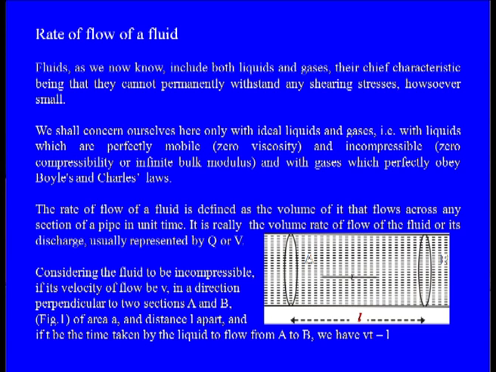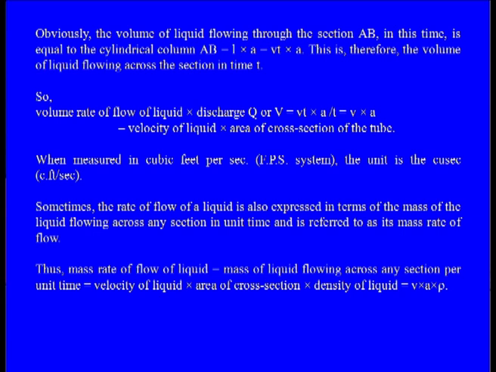Obviously, the volume of the liquid flowing through the section AB in this time is equal to the cylindrical column AB, which is length times area, L times A. L is nothing but vt, so vt times A. This is therefore the volume of the liquid flowing across this section in time t. So, the volume rate of flow of liquid, or discharge Q, is vtA divided by t. The t cancels, giving A times v, where v is the velocity of the liquid and A is the area of cross section of the tube. If you measure in the FPS system, this is expressed in cubic feet per second, or cusec.